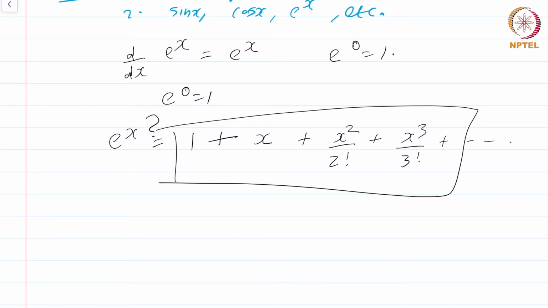Okay, that's the question. If in fact it is true, then we can just reverse engineer the whole thing and just start by saying that e^x is just this by definition. We can just start our definition of e^x as this, and then show that it has all the properties that characterize e^x, namely these two.